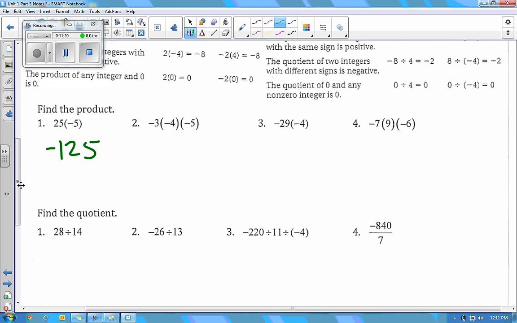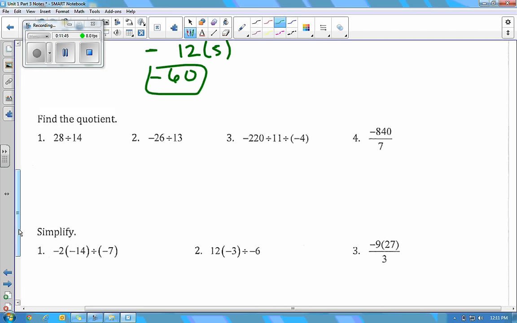When you have 3 numbers, I like to figure out if it's going to be positive or negative first, and then actually multiply. So I have a negative times a negative, which is going to give me a positive, and I have a positive times a negative, it's going to give me a negative final answer. 3 times 4 is 12. 12 times 5 is 60. So I'll wind up with a negative 60. Okay. 3 and 4 I'll leave for you guys.